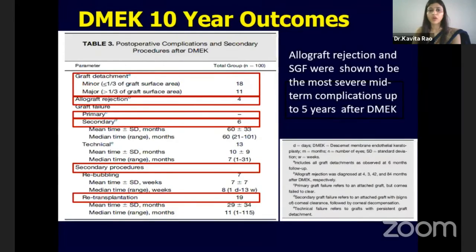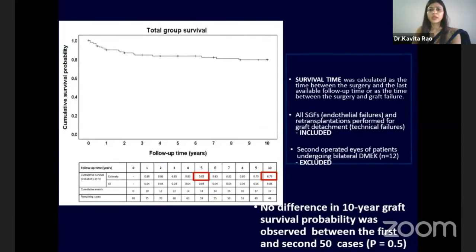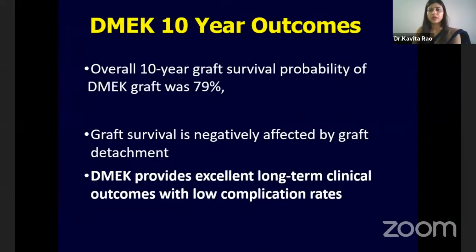And in terms of complications, you can see 18% graft detachment, and rejection, which is hardly any rejections in this patient group, just about 4 rejections. That's 4% rejection, which is very, very low compared to the other endothelial keratoplasty. If we look at graft survival, it's 83% at 5 years and then 79% at 10 years, which is comparable to all your other keratoplasty options that we have for endothelial dysfunction.